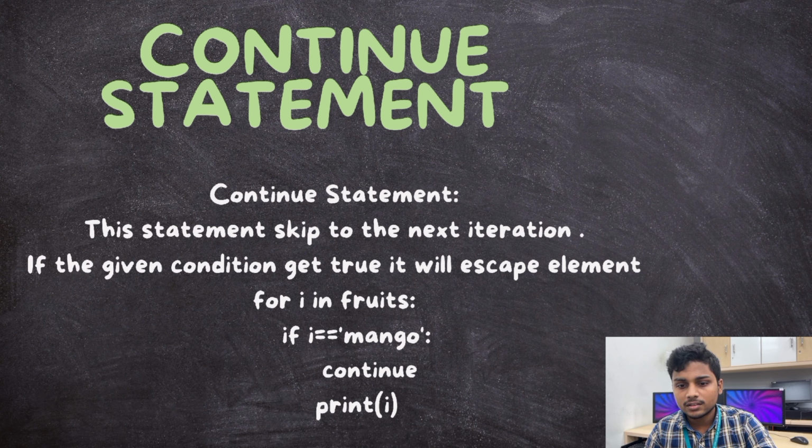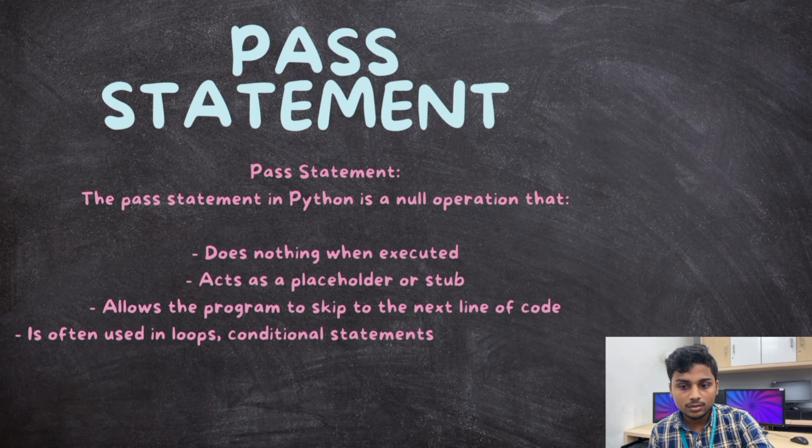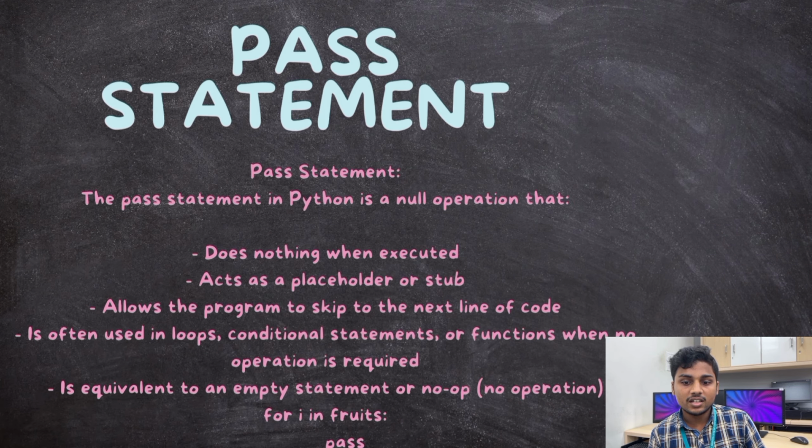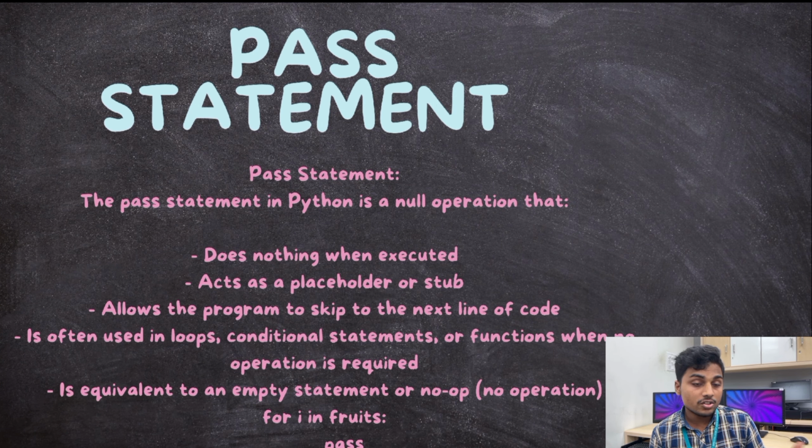Now let's talk about the pass statement. Sometimes you want to write a loop or a function and want to implement the logic later. In such a case, we can use the pass statement. For example, let's use a for loop with pass. For i in fruits, pass. This loop does nothing but allows your code to run without any errors.